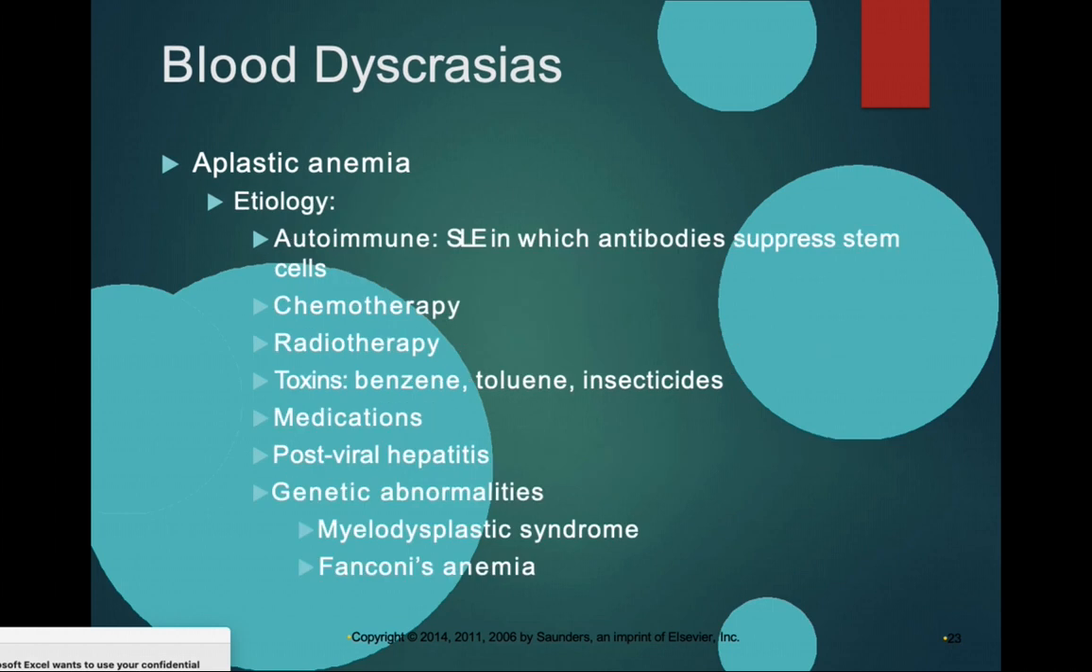Okay, some of the etiology, we'll see it with some autoimmune diseases like SLE, chemotherapy, radiotherapy. That's a biggie too. People that have excessive amount of radiation exposure often get aplastic anemia. There are some toxins that are known to cause it, benzene, toluene, and insecticides. There are medications that can cause aplastic anemia, post-viral hepatitis, and there are some genetic abnormalities as well.